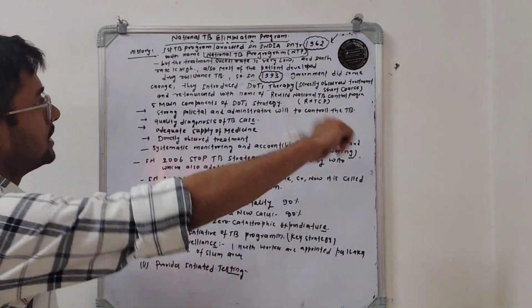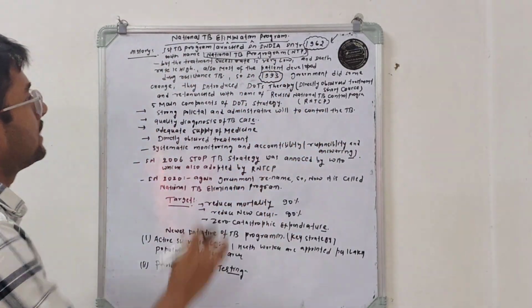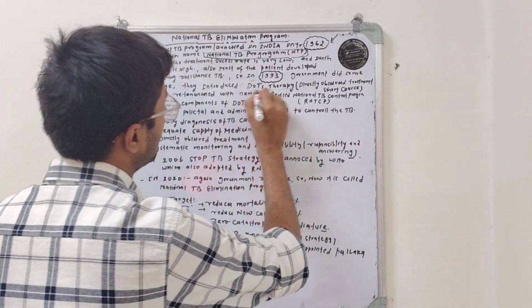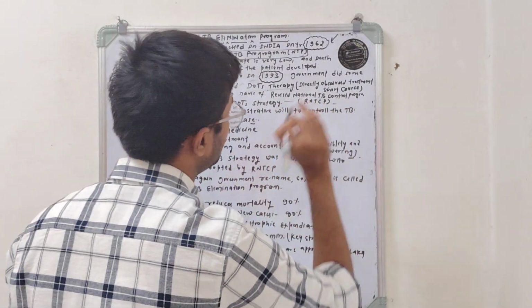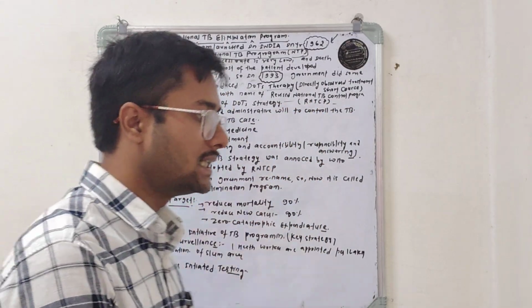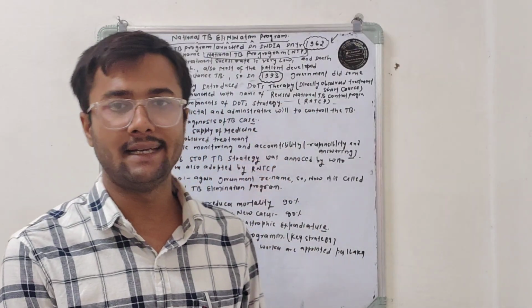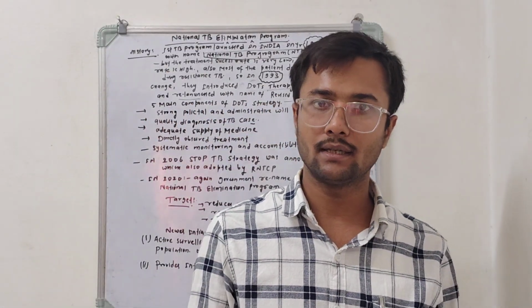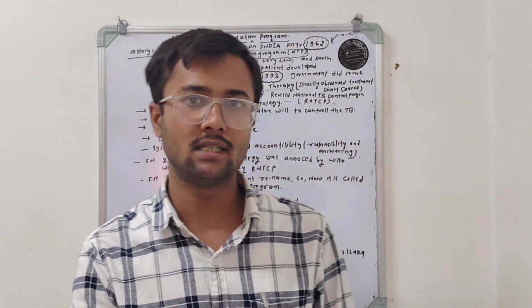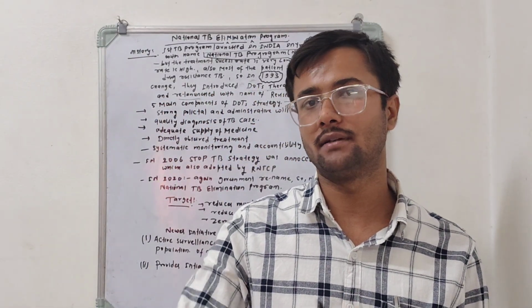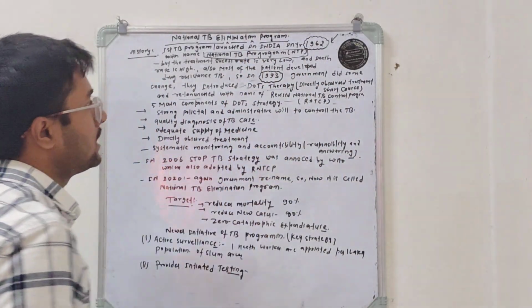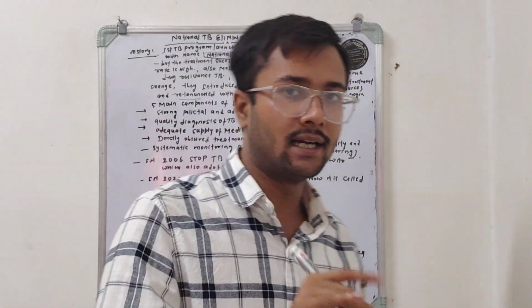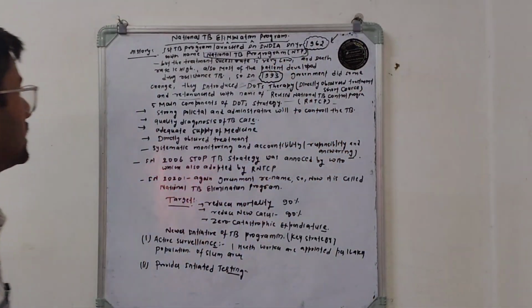So in 1993 the government made some changes and introduced DOTS therapy, and relaunched the program with the name Revised National TB Control Program, RNTCP. So this DOTS therapy was introduced in the RNTCP. What is this DOTS therapy?